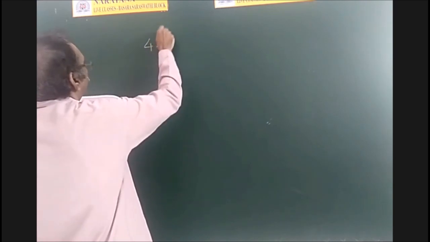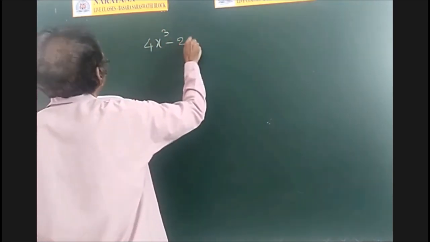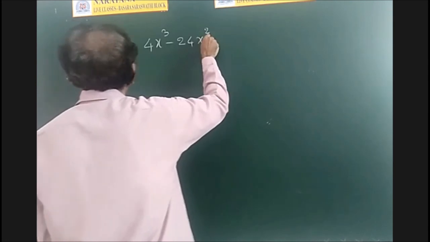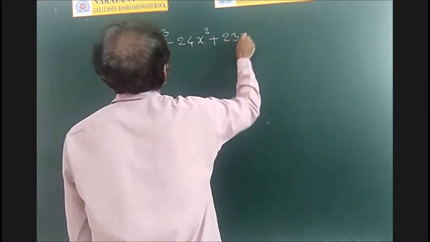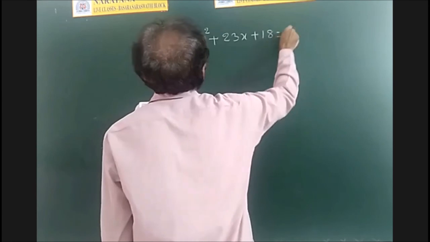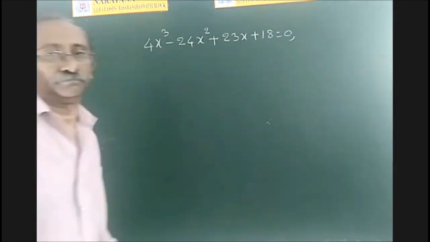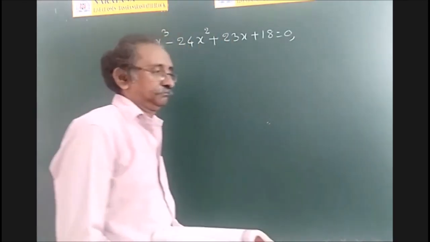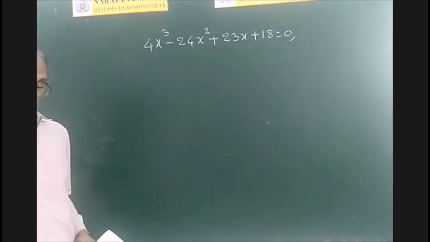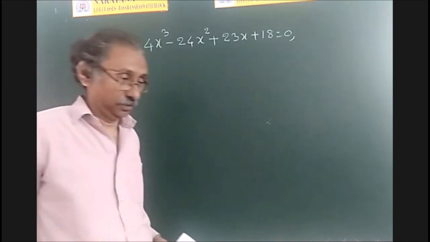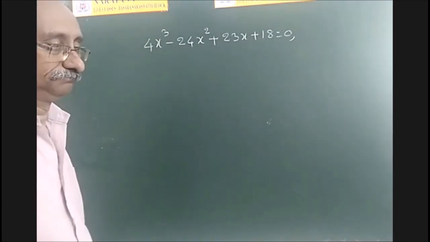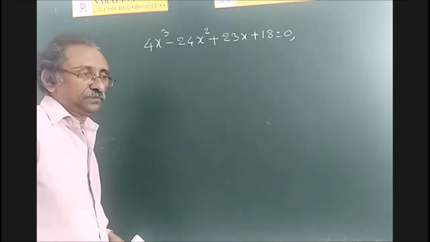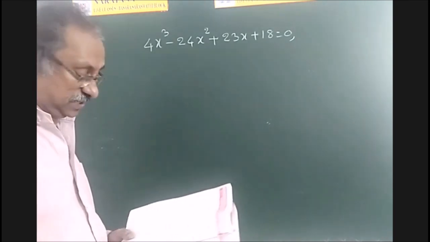Homework for this model. Solve 4x cube minus 24x square plus 23x plus 18 is equal to 0, given that the roots are in AP, arithmetic progression.